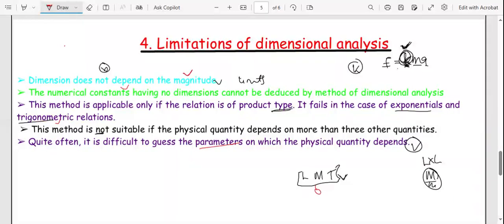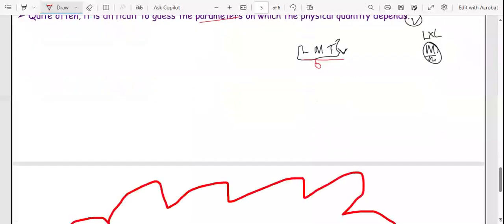Know the limitations. It's only applicable to product type, not trig and exponential. It only depends on the three dimension types, which are this and this and this. It also fails to give the value of a constant. Those are the points you need to give under limitations. I've preached about this, so make sure you understand them.